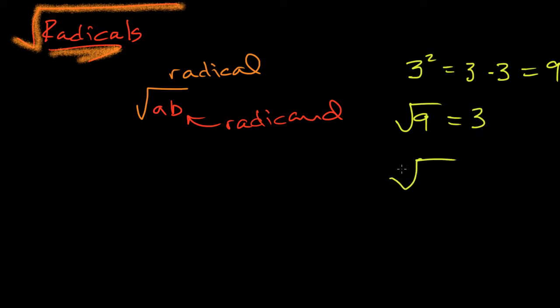Radicals can express different roots. So I could say the fourth root of 16 is 2, and that's because 2 to the fourth equals 16. One thing you need to know is that the radical always expresses a positive value. This is sometimes known as the principal square root, but I'm going to just call it the positive root.